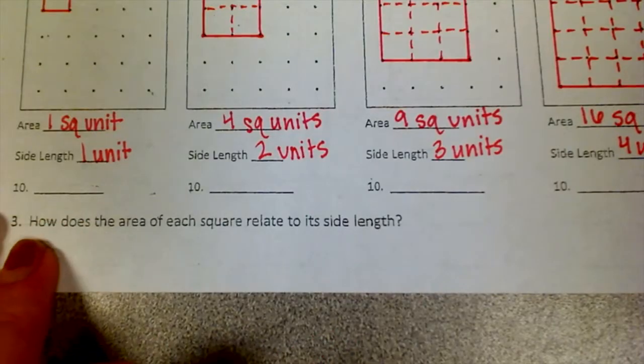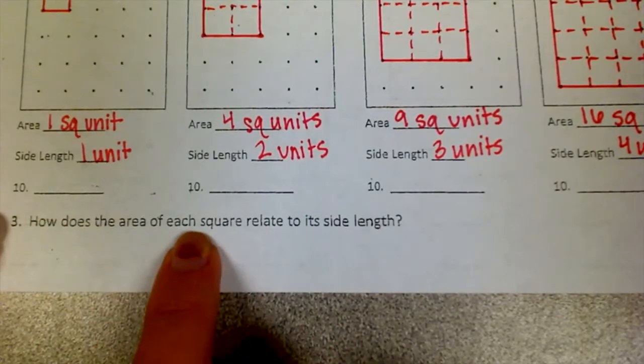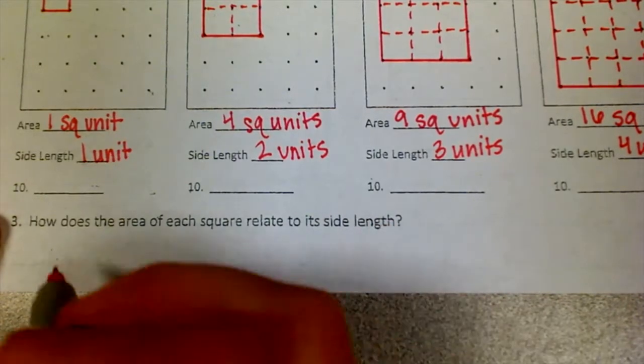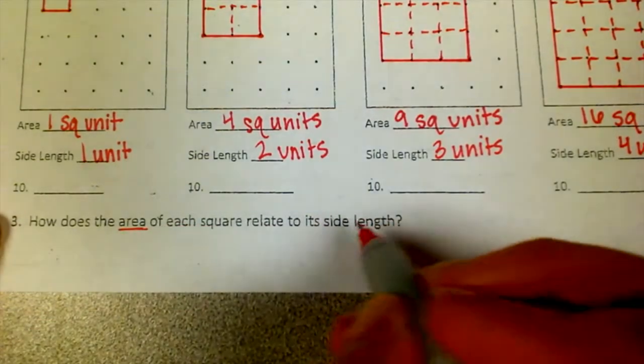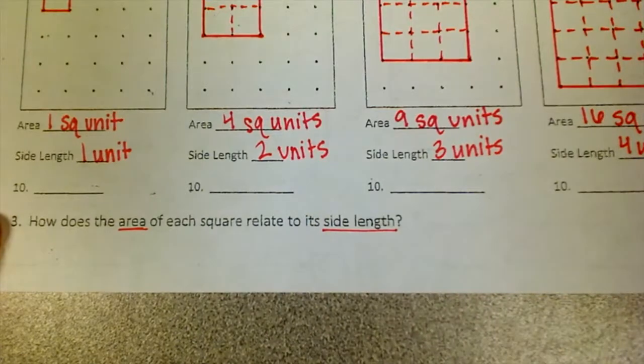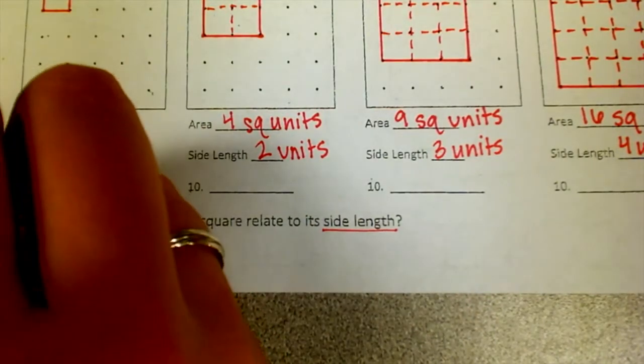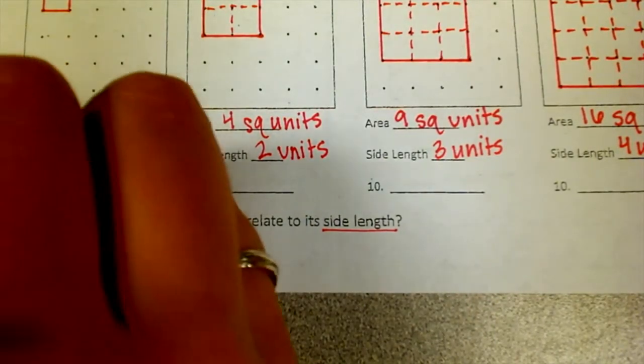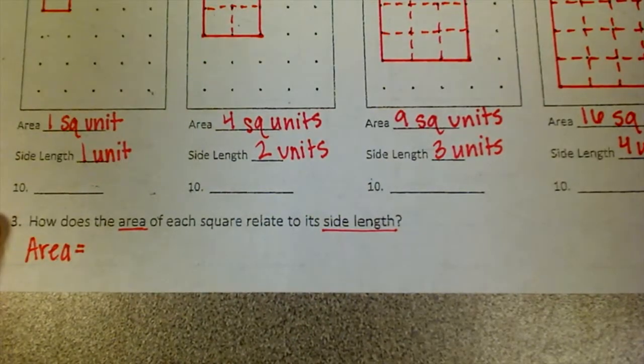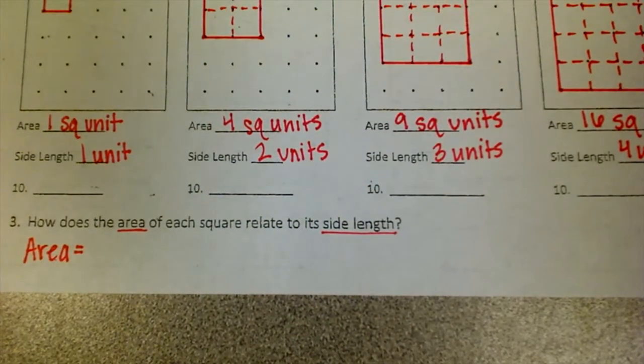Then number 3 is saying, how does the area of each square relate to its side length? So we want to know how do you go from one to the other? So how do you get area? What does area equal? What do you think? If you can just tell me. Go ahead. What do you got? Oh, okay. I don't remember, but I'm pretty sure it is like the amount inside. Or is that not? Yes, it is the amount inside.